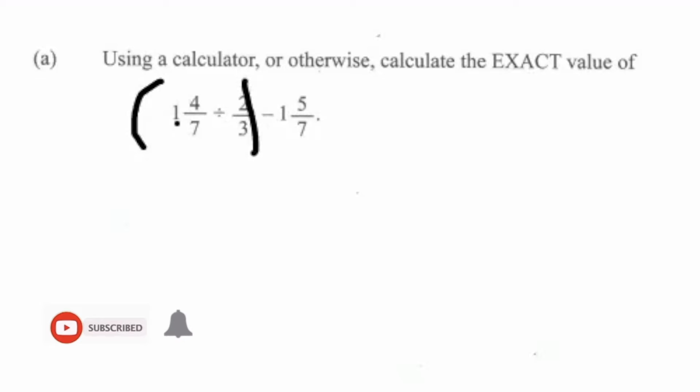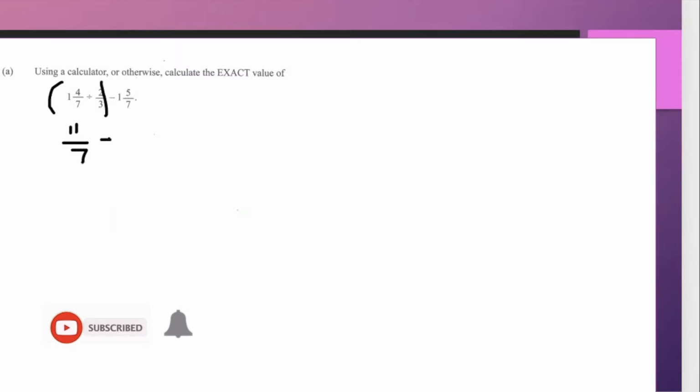So 1 times 7 is 7, then you add the 4, so that will give me 11 over 7 divided by 2 over 3. Now, when we have division, we change it to multiplication, and then we have to reciprocate the fraction that's behind. So we change it to multiplication, and then we flip this. That's what reciprocate means. Now, multiply across: 3 times 11, that's 33, and 7 times 2, that's 14.